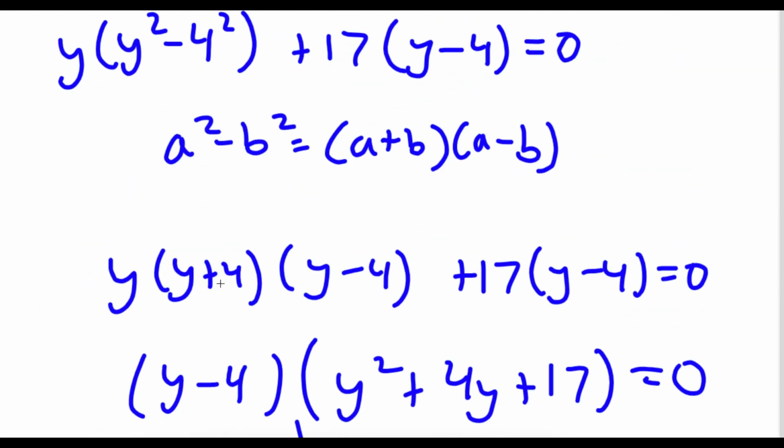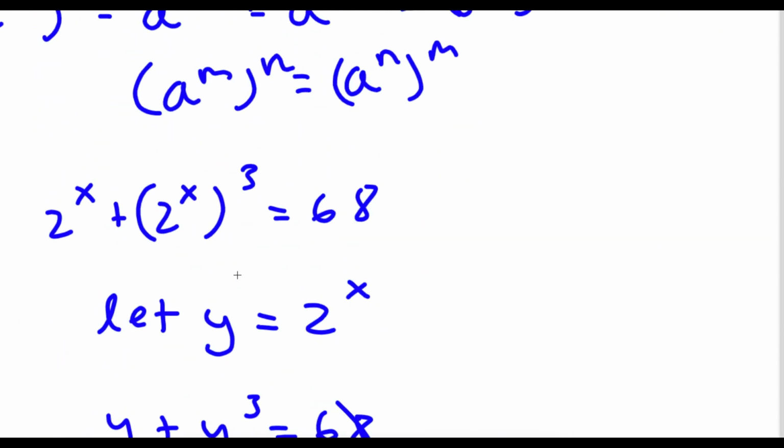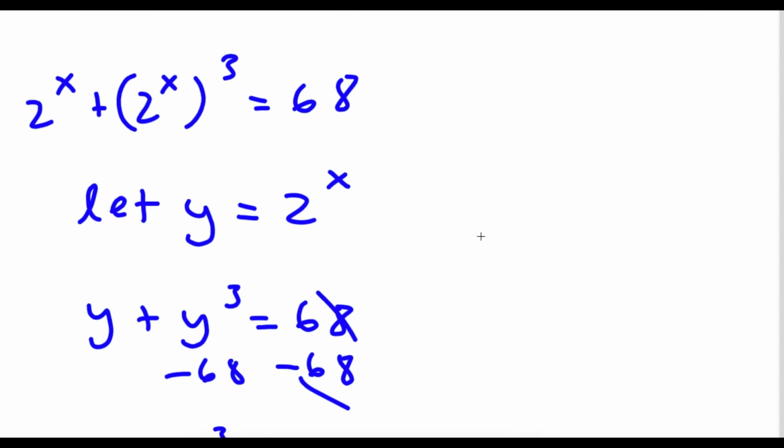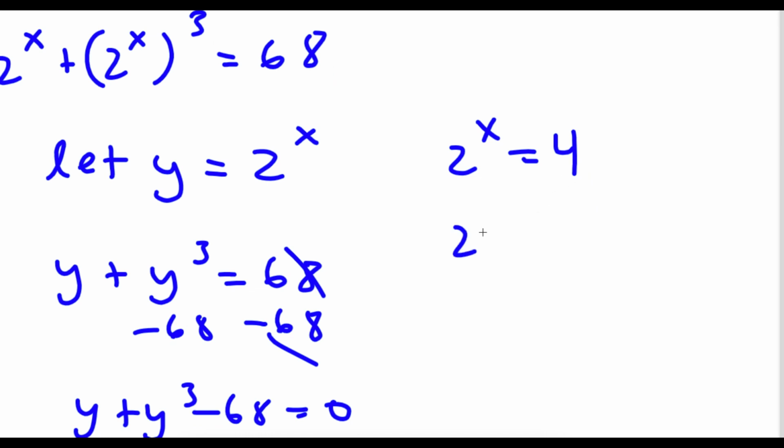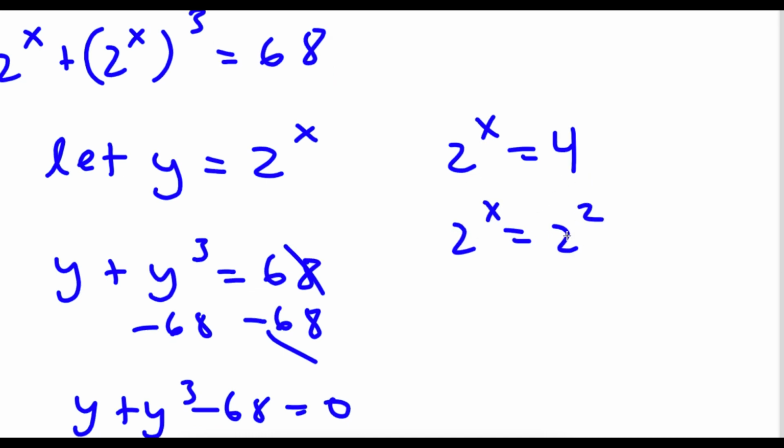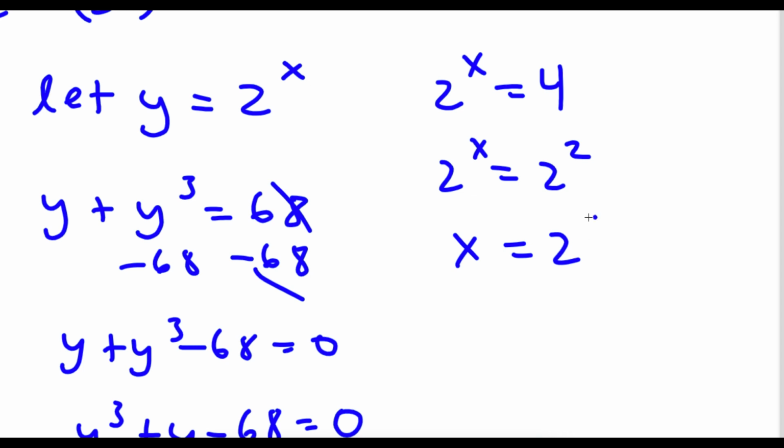is 4. So if y is equal to 4, and remember how we said y is equal to 2 to the power of x, so now I have 2 to the power of x is equal to 4. And 4 is the same thing as 2 squared, so I have 2 to the power of x is equal to 2 squared, and this means that x is equal to 2. So x is equal to 2 is our solution.